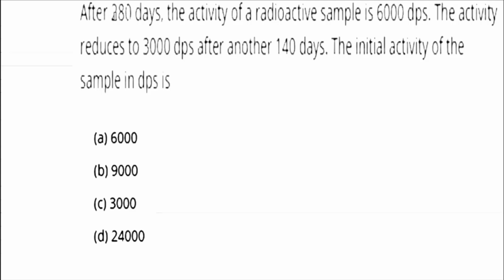Hello everyone. After 280 days, the activity of a radioactive sample is 6,000 dps. The activity reduces to 3,000 dps after another 140 days. Initial activity of the sample is in dps. So we know that the activity reduces with the half-life like this, where n is the number of half-lives.